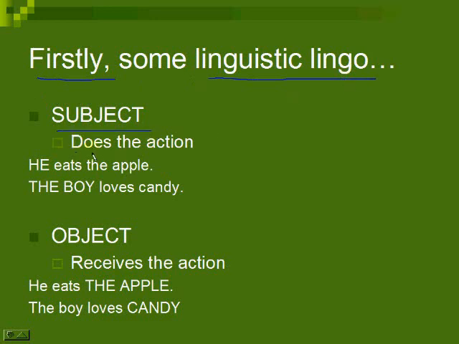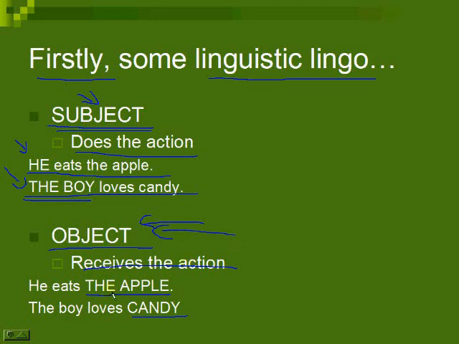What's a subject? The subject does the action in a sentence. For example, in the sentence, he eats the apple, he is doing the action. He is the subject. The boy loves candy. The boy is doing the action. He is the subject. The object receives the action. He eats the apple. The apple is receiving the action. It is the object. The boy loves candy. The candy is what the boy loves.